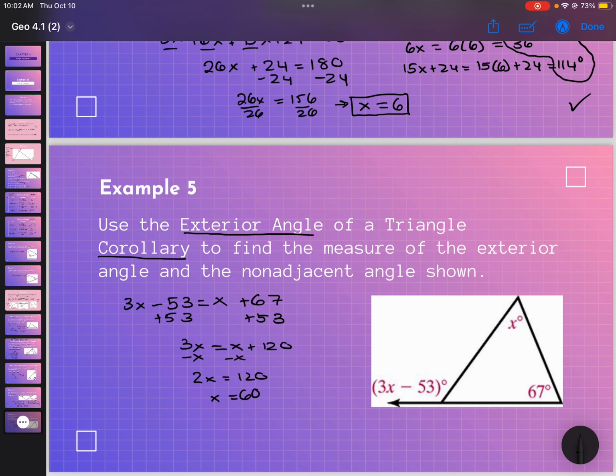which means x must equal 60. Okay, so that tells me this angle right here is 60 degrees. And then I would need to take 60 and plug it in for x over here. That would give me 3 times 60 is 180 minus 53. That's going to give me 127 degrees. So that's what this angle right here equals. Again, double check yourself. Does 60 plus 67 equal 127? It does. Okay, cool. You're done with the problem.